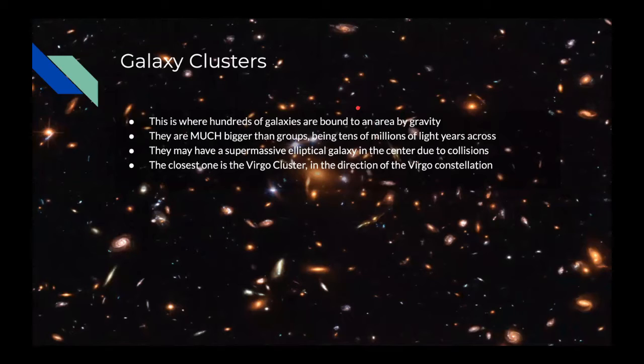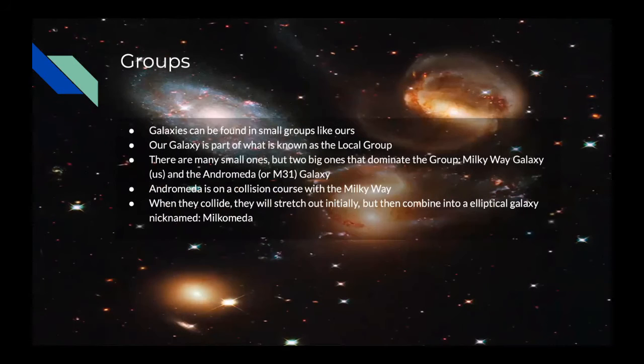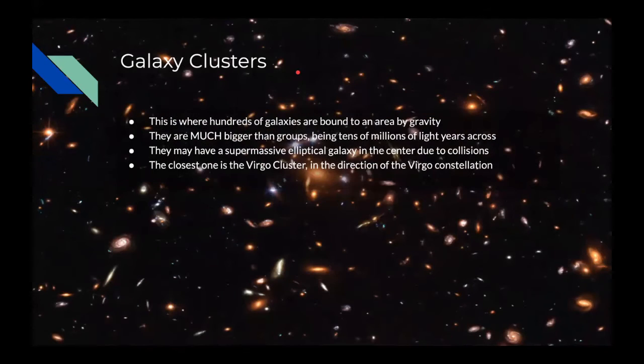And then there are galaxy clusters. This is where hundreds of galaxies are bound to a certain area by gravity. And I do mean hundreds. These are much bigger than groups, meaning tens of millions of light years across. The groups can have maybe up to 50 galaxies at most. Clusters can have hundreds at the very least.